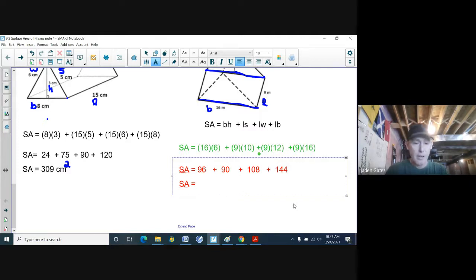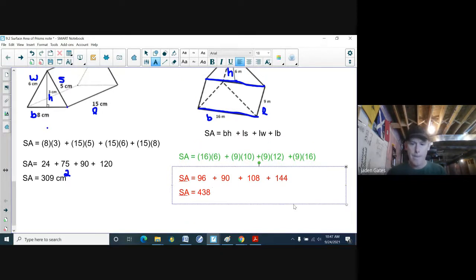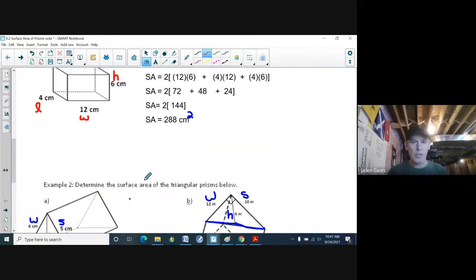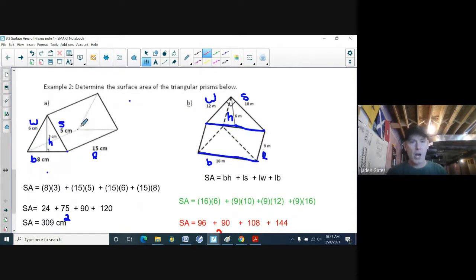I get 438. What was this measured in? This object, all the units were in meters. And again, we're talking about how many squares it takes to cover this object. So we get 438 square meters, because there are different sizes of squares. All right, so that's prisms. We have our rectangular prism and our triangular prism.